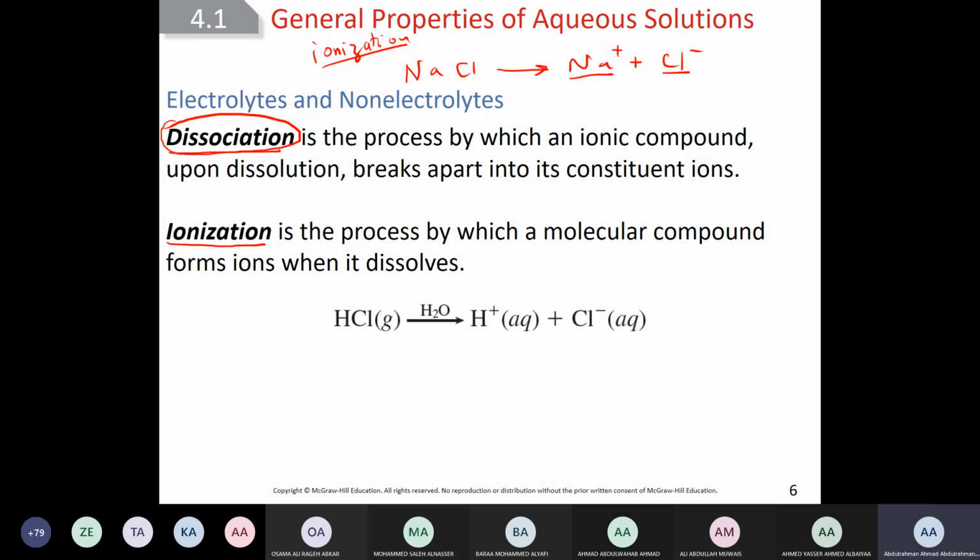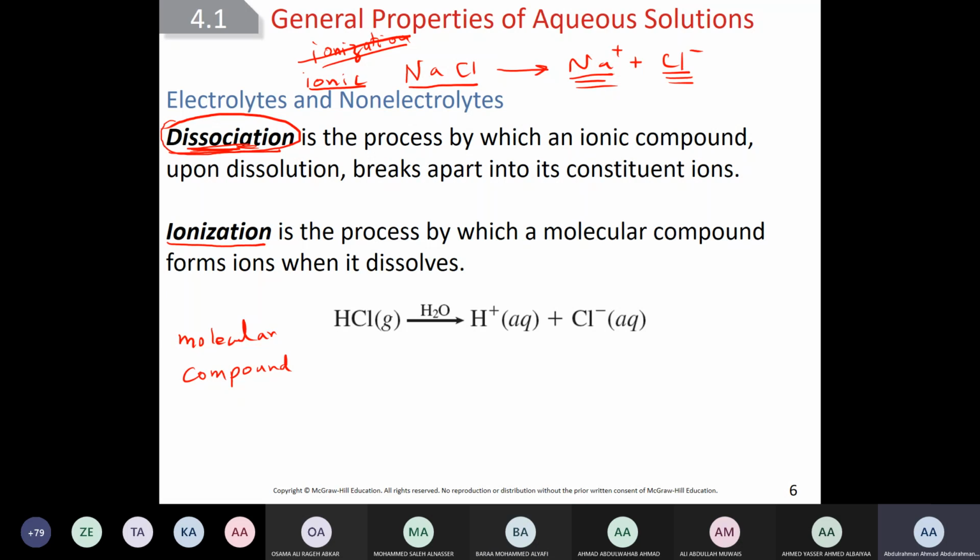If you have, this is called an ionic compound. So for an ionic compound, what's the word we use when we make ions? Dissociation. We rarely use ionization. It's okay if you use ionization, but dissociation is better. But if you say ionization, it's acceptable. But if you have a non-ionic, molecular compound. What does molecular compound mean?